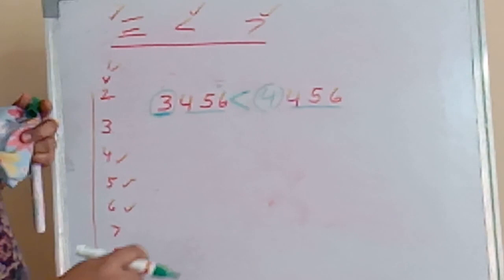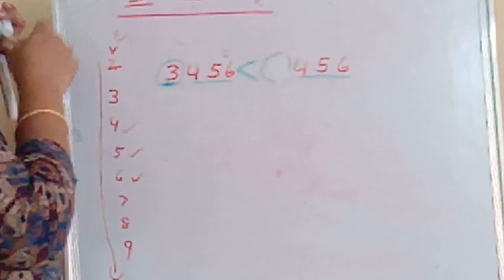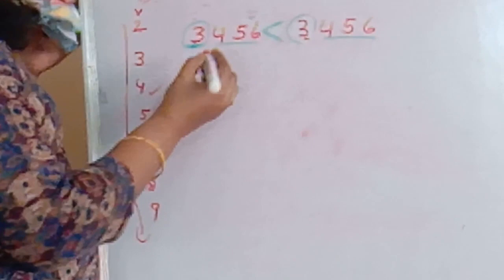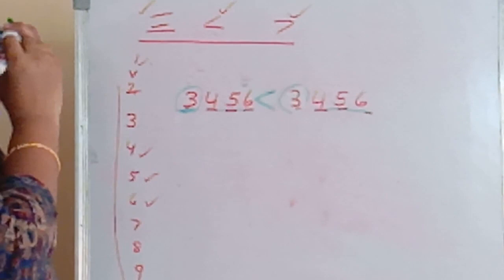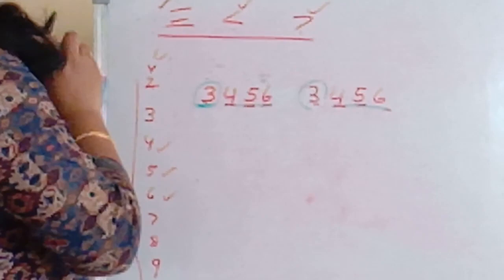If both are the same, this one same, then go to the hundreds. This one same. Next go to the tens place. This one remains same. The 6 and 6 remain same. Then what symbol should we write? Equal.